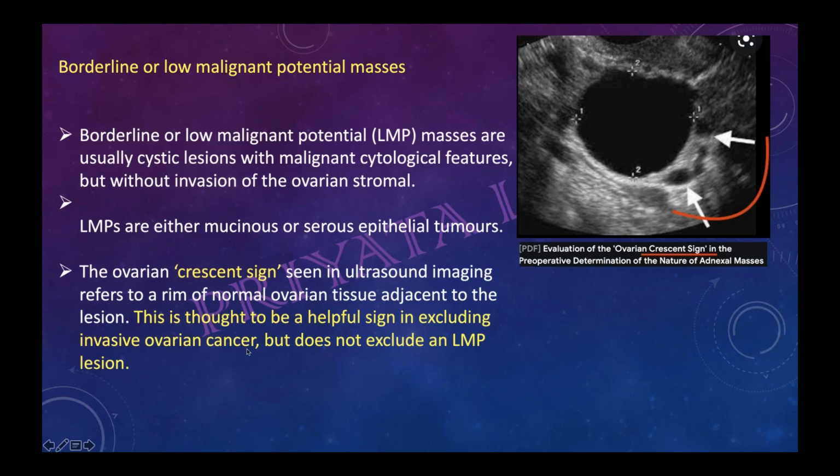If you find the crescent sign in your scan, then you can be sure that you are dealing with a non-invasive ovarian lesion. Because on the other side, if an invasive lesion is there, there would not be that clear a boundary. You will find a haphazard, irregular solid mass. So the crescent sign represents the rim of normal ovarian tissue, and it excludes invasive ovarian cancer. A question has already come from this line.